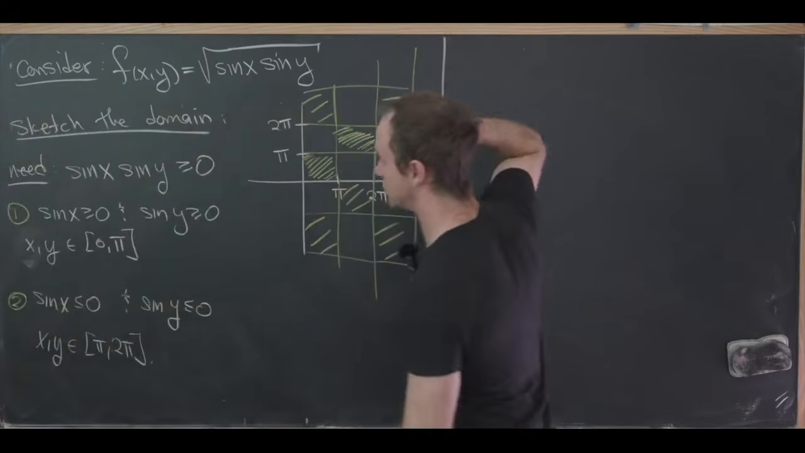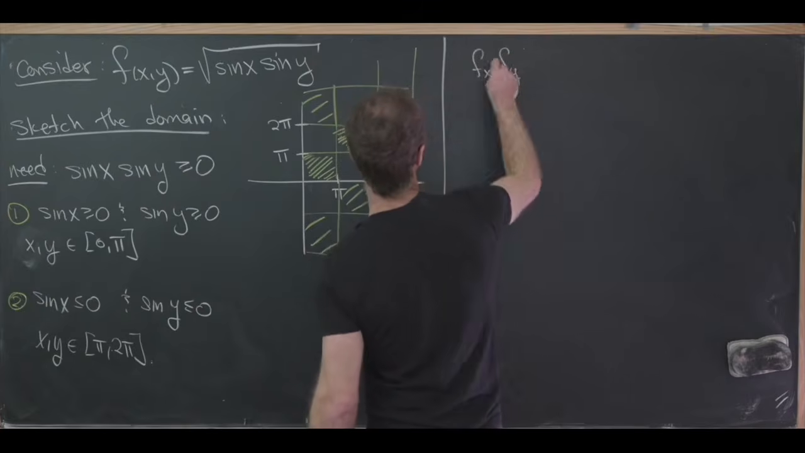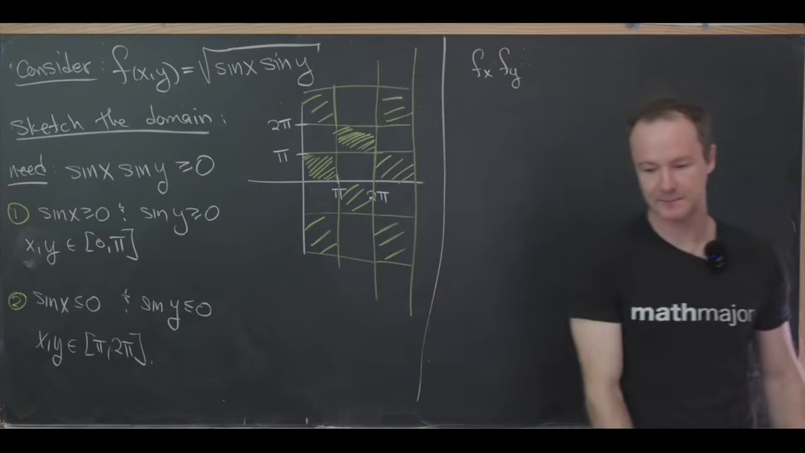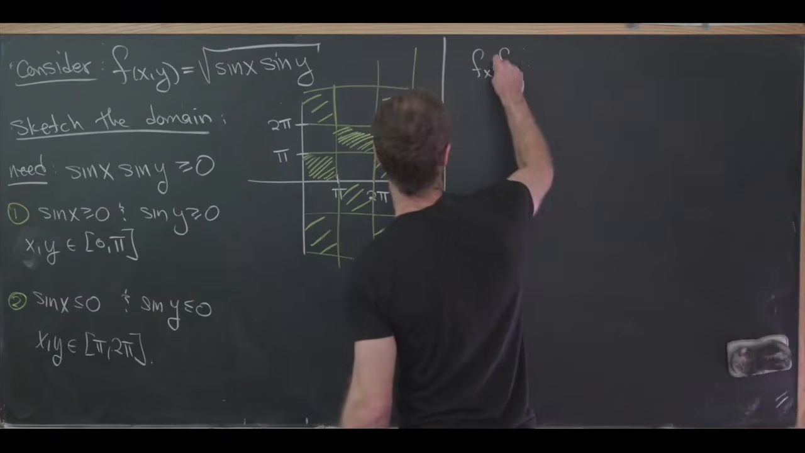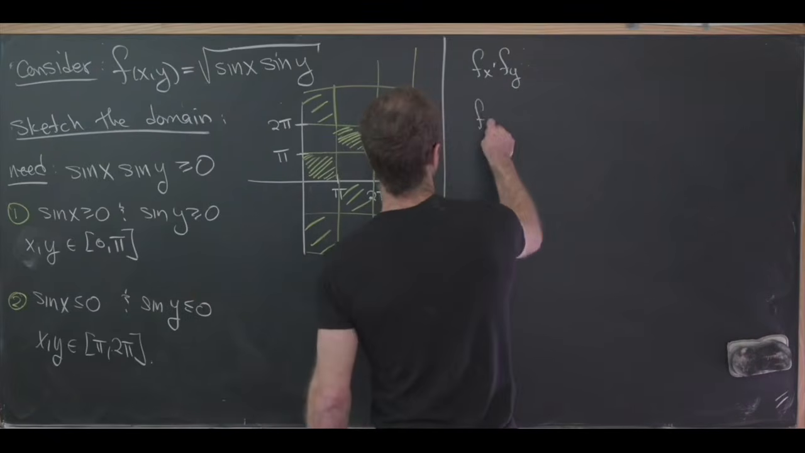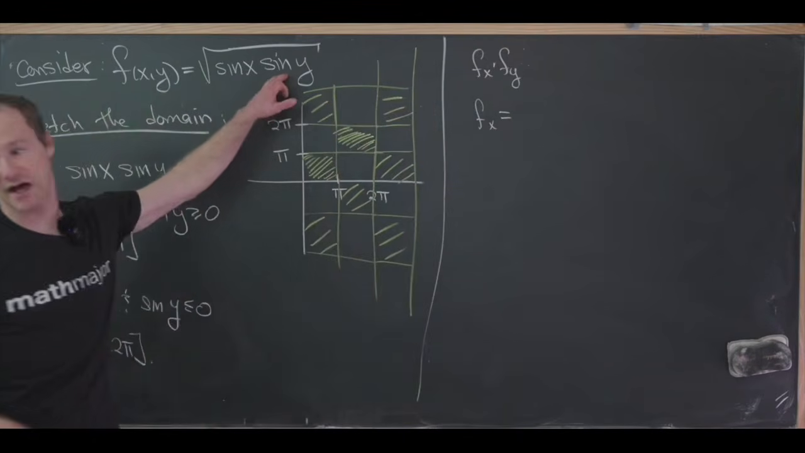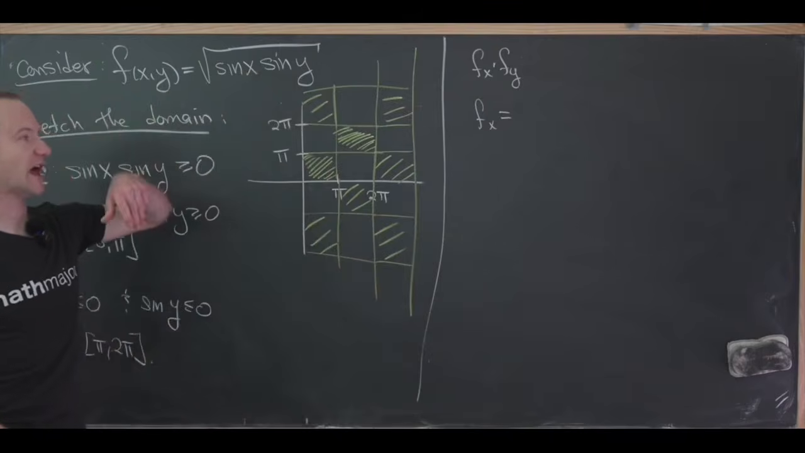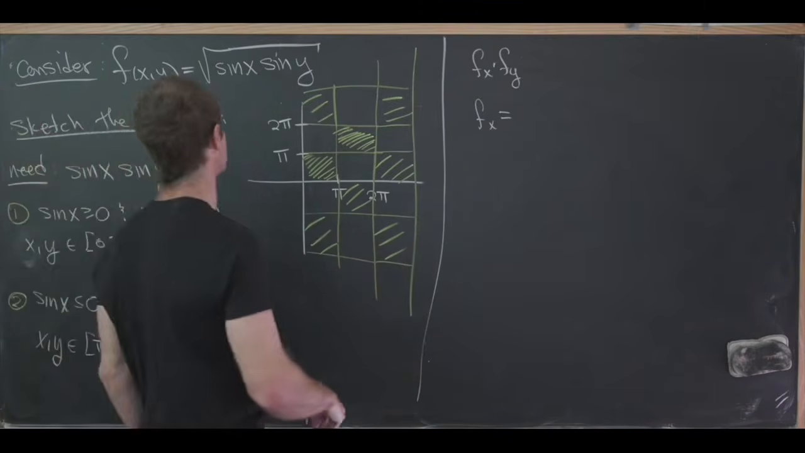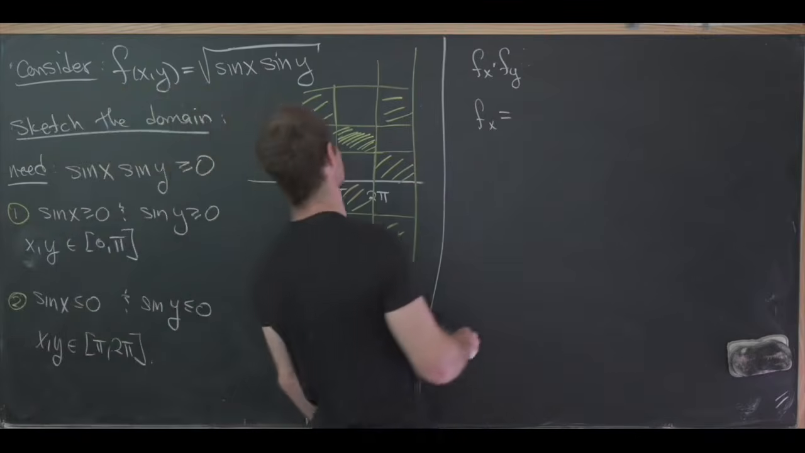Now let's do the next thing, which is find f sub x times f sub y. So let's calculate that. In other words, the partial with respect to x times the partial with respect to y. So let's find f sub x first. Notice that f sub x views sine of y as a constant, whereas sine of x is a variable. But it's wrapped up in this square root, so we have to take that into account.